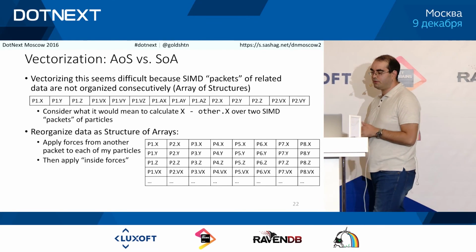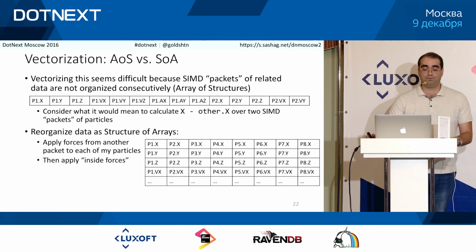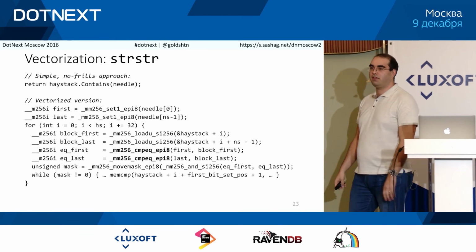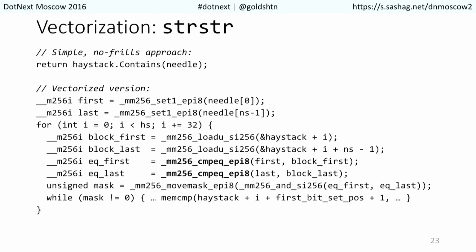I want to show you a couple of examples from a slightly different domain, from databases. So here's a pretty simple thing databases have to do all the time: substring search. You have a string, you have another string, you want to see if the first string is inside the second string, or the second string is inside the first string. So strstr for C developers out there.